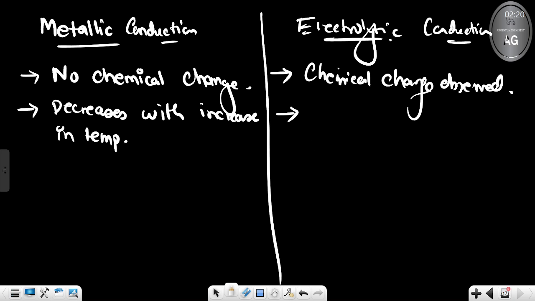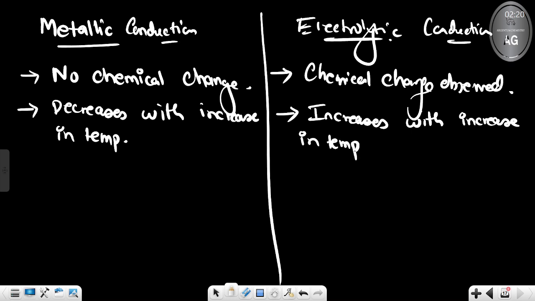Done. But electrolytic conductor is better because if I increase the temperature, the ions will be formed more easily. The breakdown will happen more easily. So this will increase with increase in temperature. Clear? So increases with increase. First, metallic conduction decreases, and if it is electrolytic conduction, then it will increase, because if I give more temperature, ions will be broken down more easily. Simple. Okay.